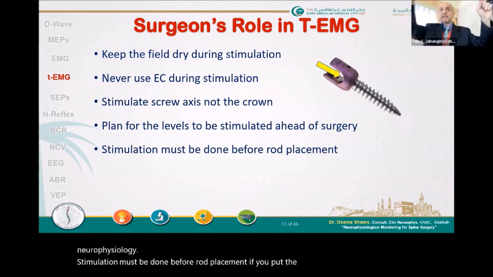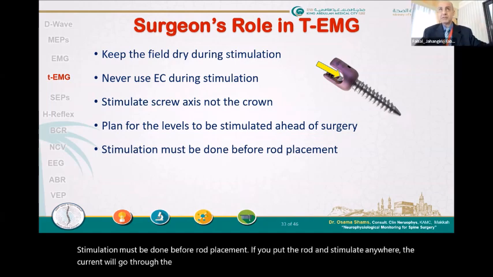Stimulation must be done before rod placement. If you put the rod in and you stimulate anywhere, the current will go through the metal. So it must be before the rod placement.